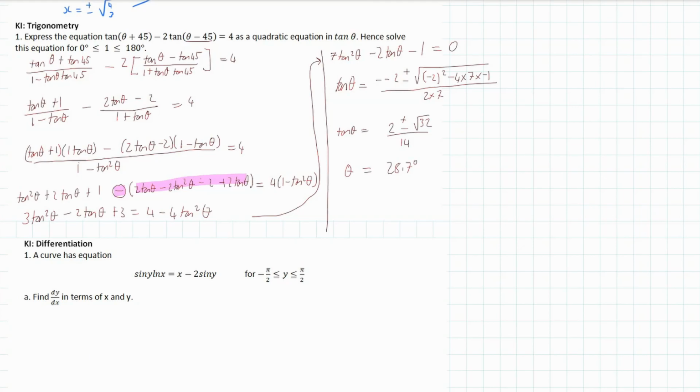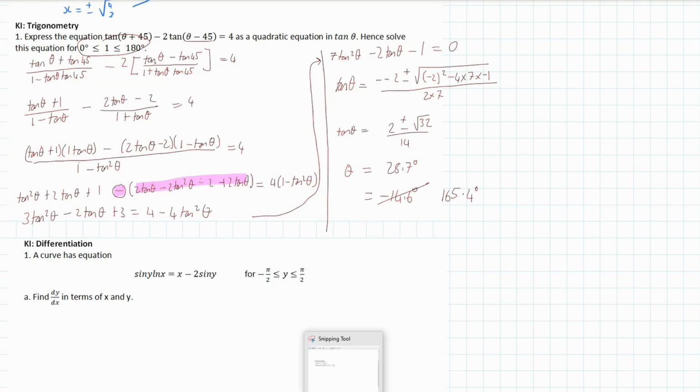And when I use the second one, the 2 minus square root 32 all over 14, I get negative 14.6, which of course is not in the range, so I can ignore that one. And then I'm looking for one in this range, so I just add 180 because it's a tan graph. That's the period of a tan graph, so 165.4, and there we go, that one's done.